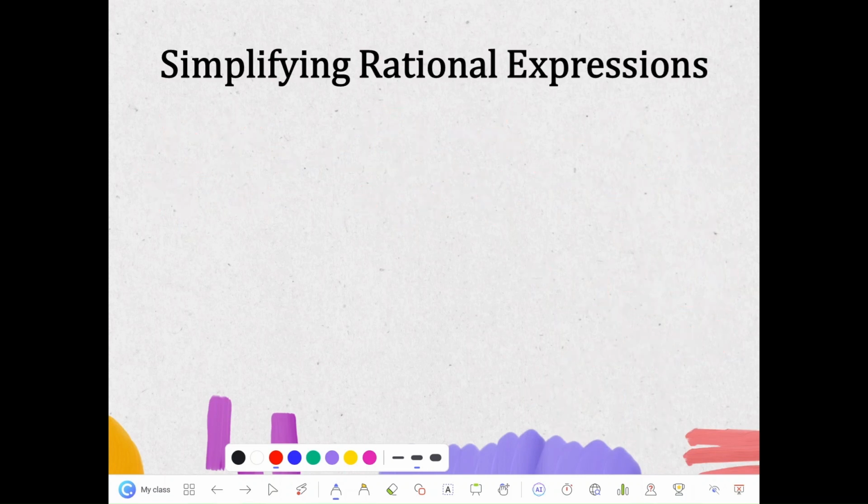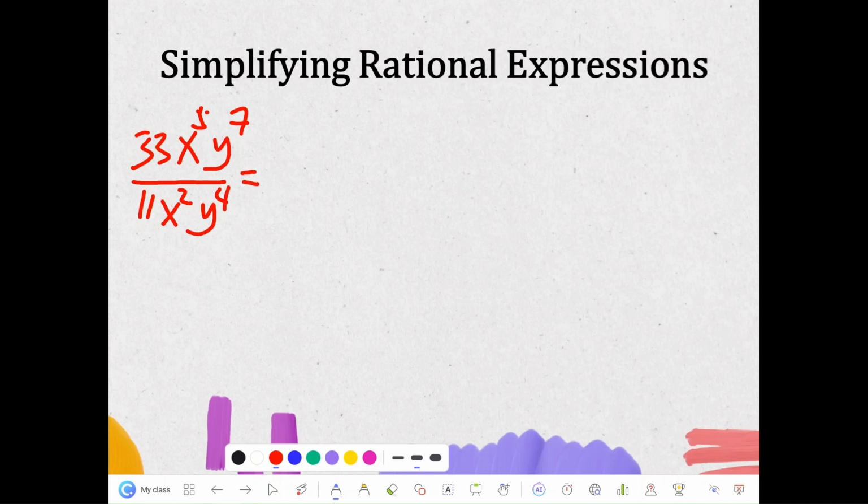Now, another example. You are given 33x to the 5th y to the 7th all over 11x squared y to the fourth. Eto, kapag ganito, you need to expand. Hanapin muna ang common factor ng numerical coefficient ng numerator at saka ng denominator. Dito, we can easily spot na 11 ang kanilang greatest common factor. So 33 is simply 11 times 3.